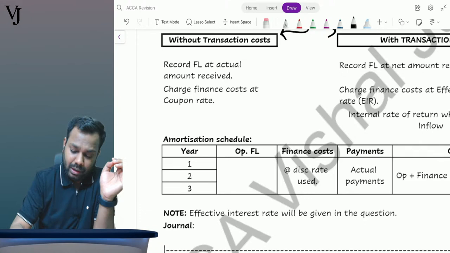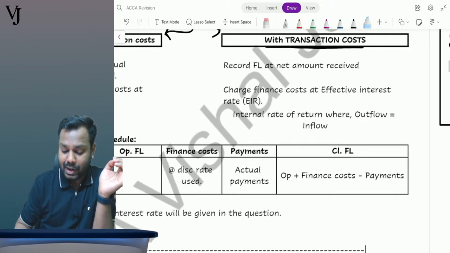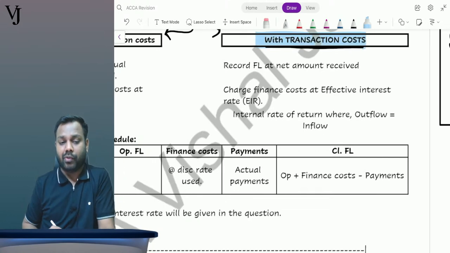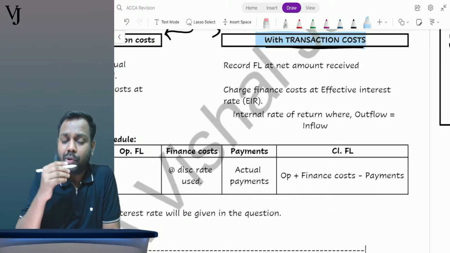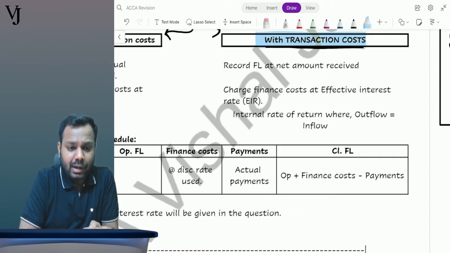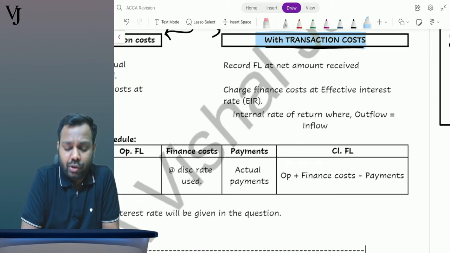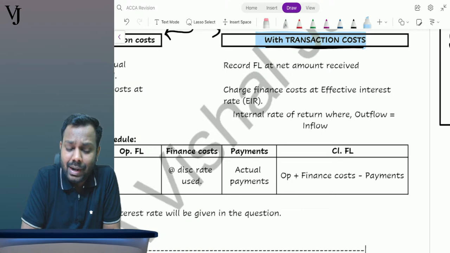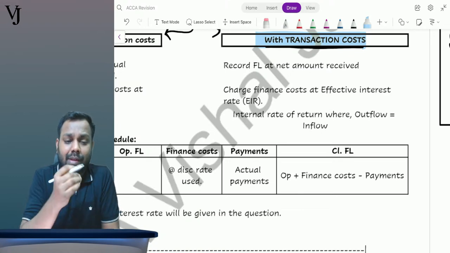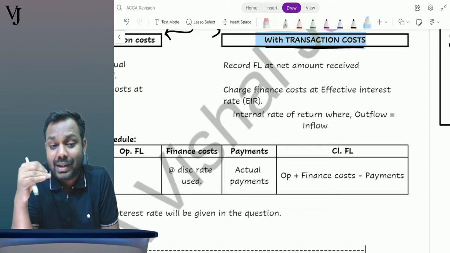No challenge here. But if there is any transaction cost involved, what happens? Let's suppose you have taken a loan of $100,000, and you have to pay processing fees of 10% of that, so you have paid processing fees of 10,000. Net, you received 90,000, right? And there is an interest of 12%, so every year you will pay an amount of 12,000 as interest.